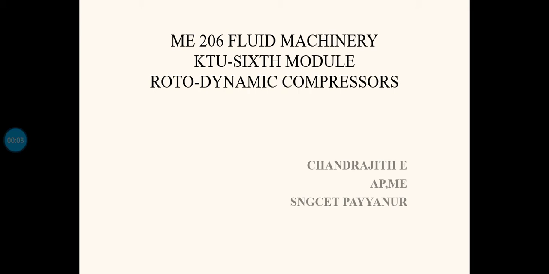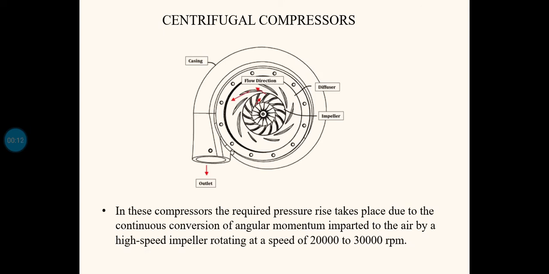In this module we will be discussing rotodynamic compressors. Usually the rotodynamic compressors are classified into two categories: one is centrifugal compressors and the other one is axial flow compressors. In the first part we will be discussing the centrifugal compressors.